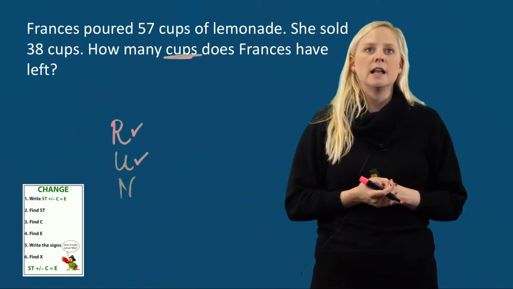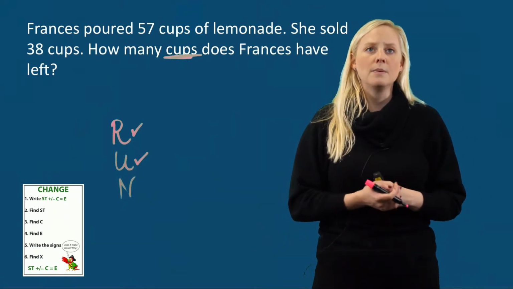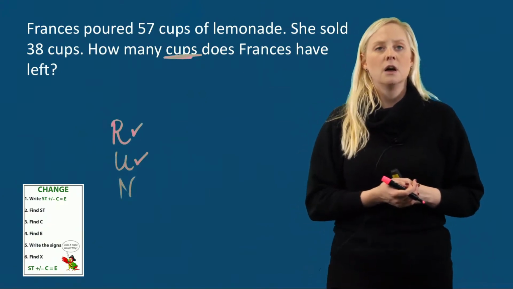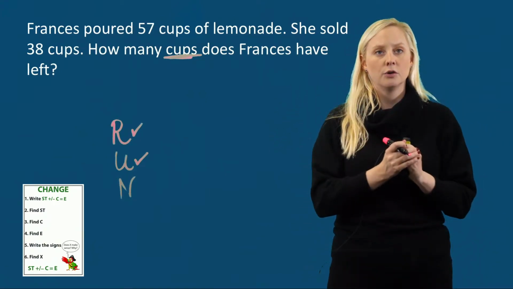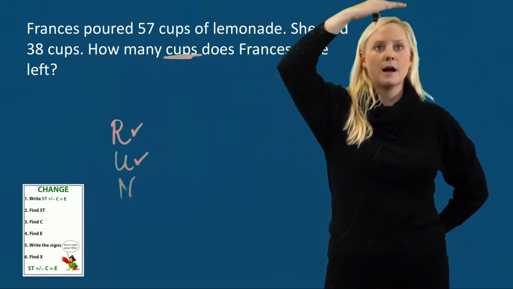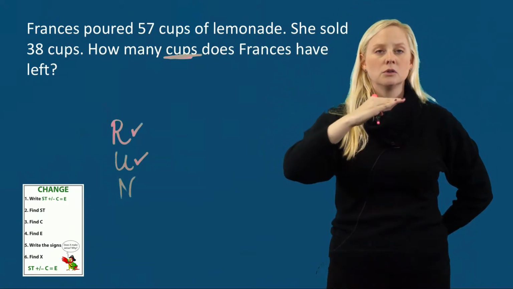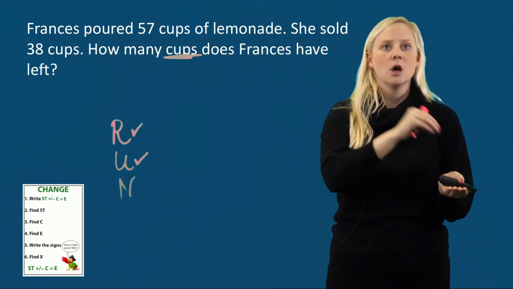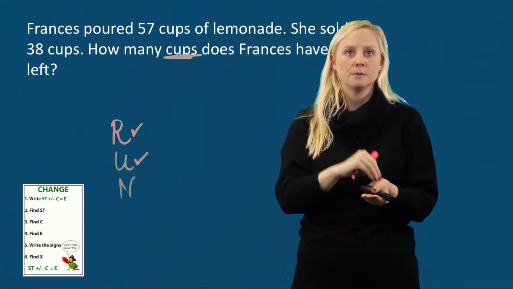The N stands for name the problem type. When we name the problem type, we need to ask ourselves, are we putting parts together for a total? Are we comparing two amounts for a difference? Do we have a start amount that increases or decreases to a new amount? Or do we have groups with an equal number in each group?